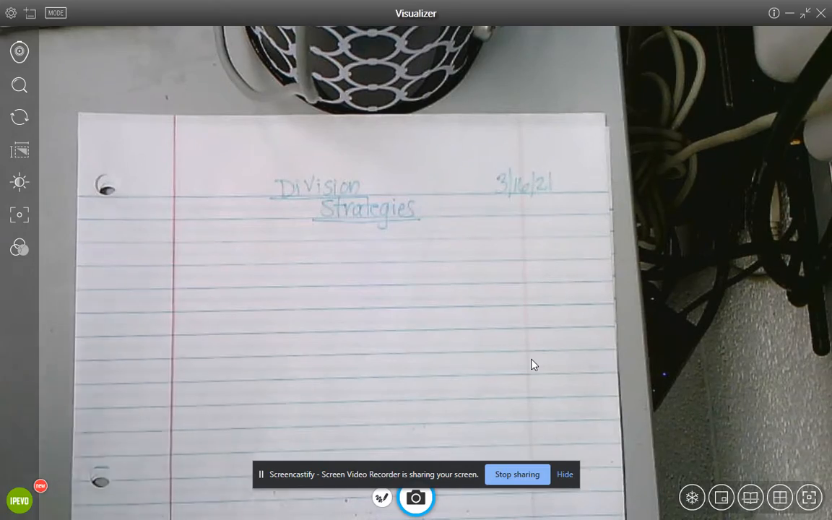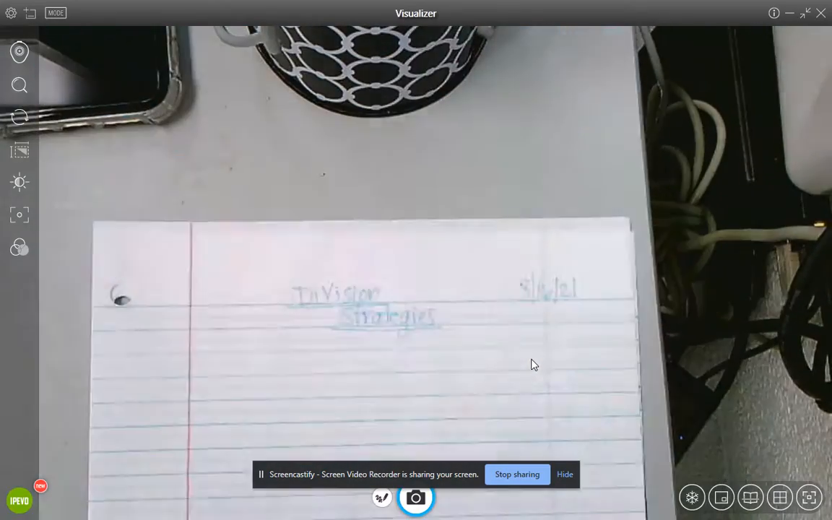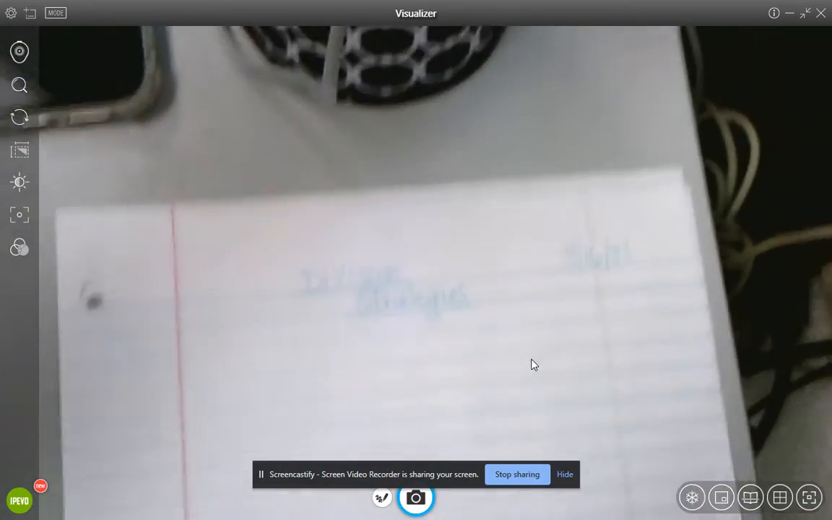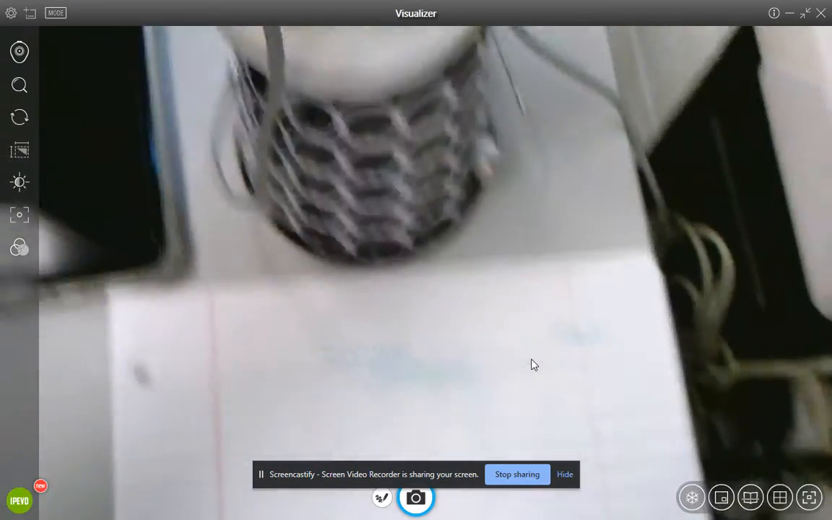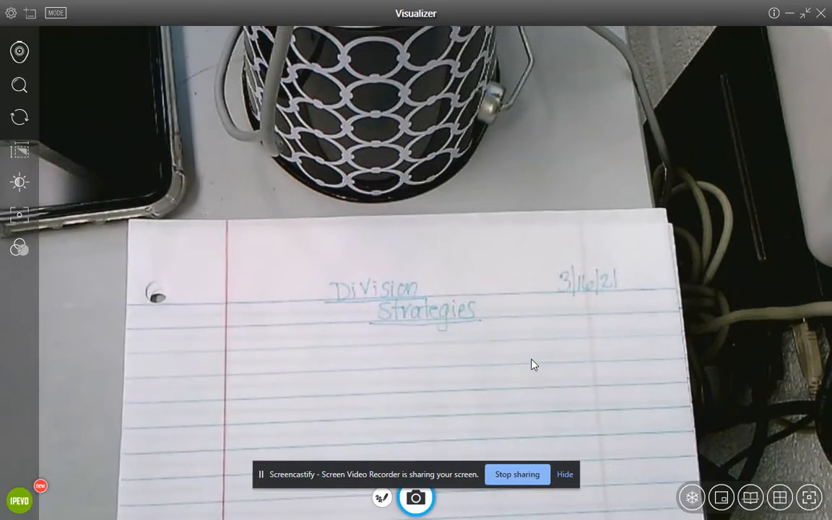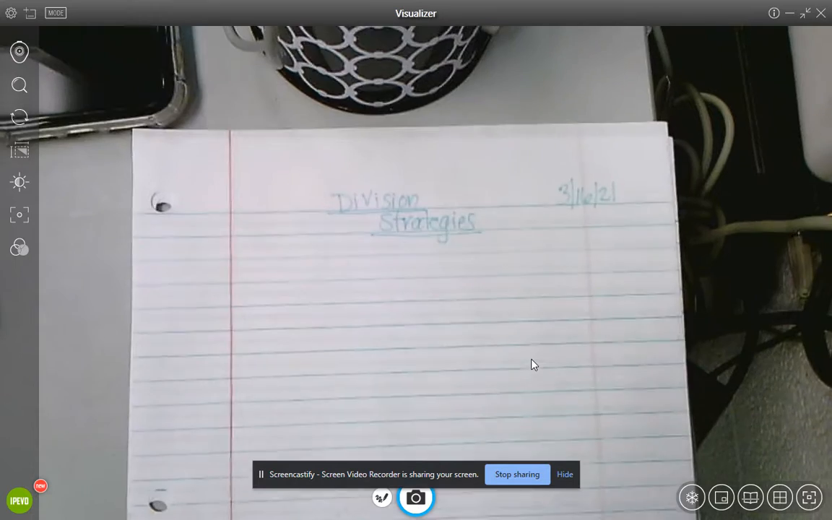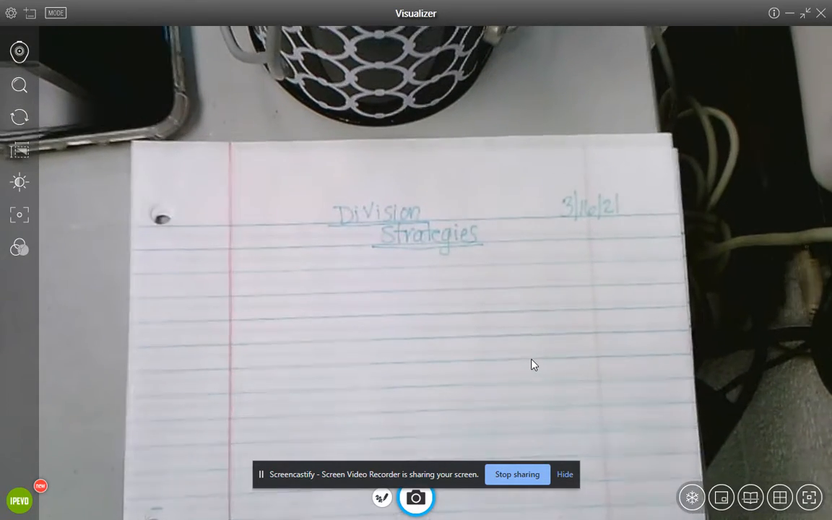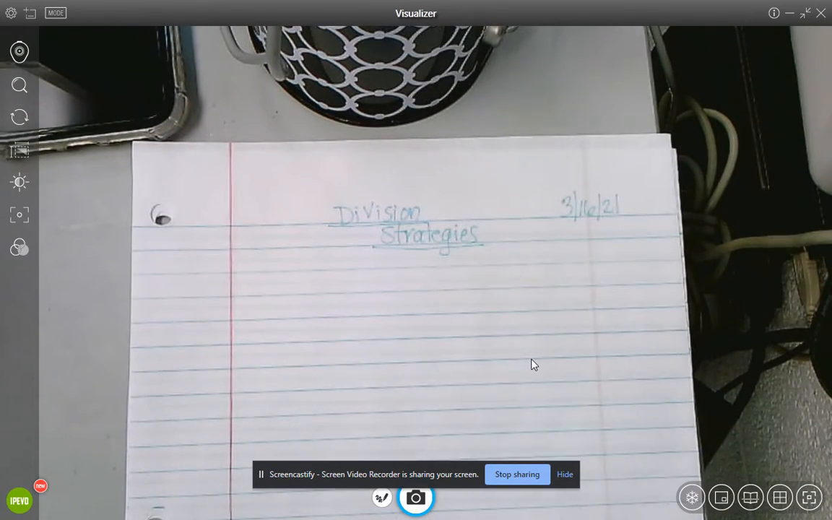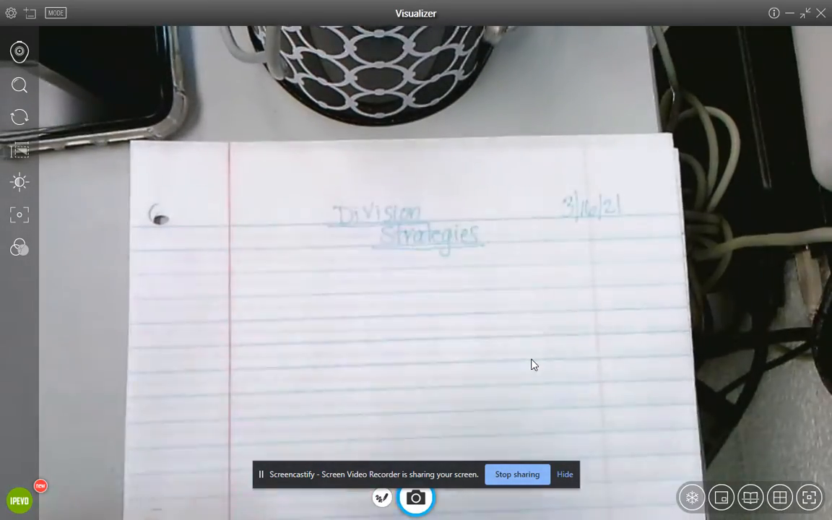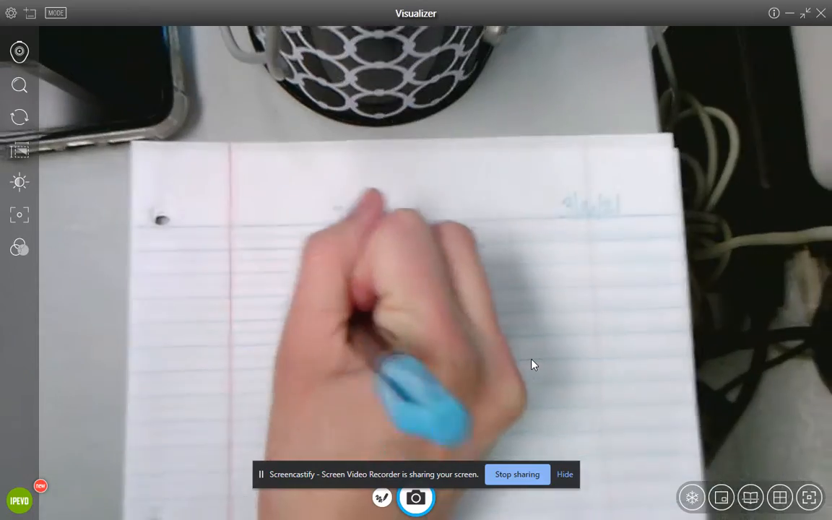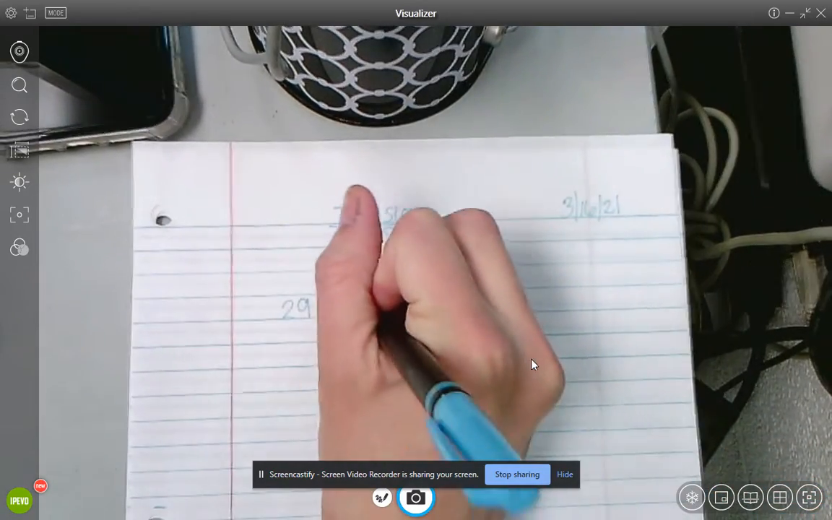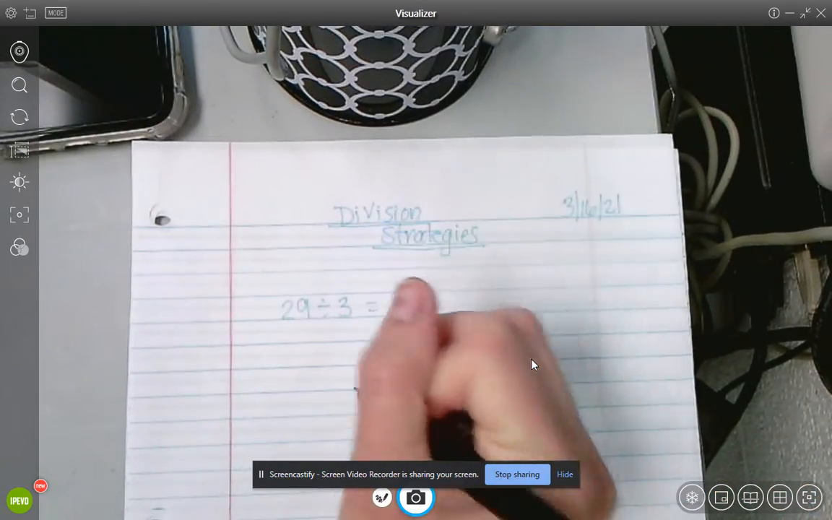It's very, very, very important that you write this information down so you can have it to build on as we go into the next couple of units or next couple topics. So first things first, we're going to be talking about division strategies, and then we're going to do some examples. So think about the division strategy 29 divided by 3. This is what we're going to start off talking about.